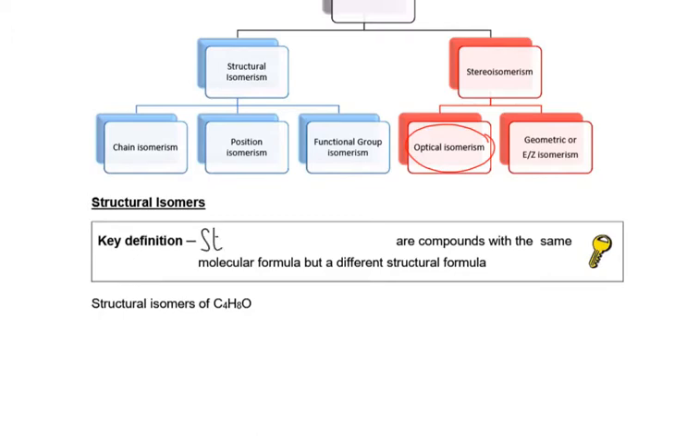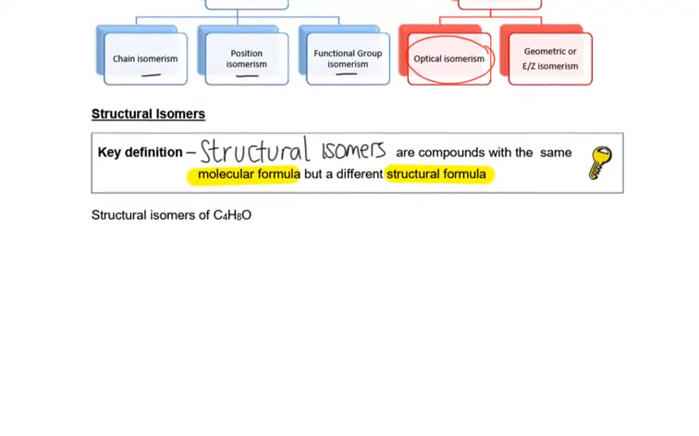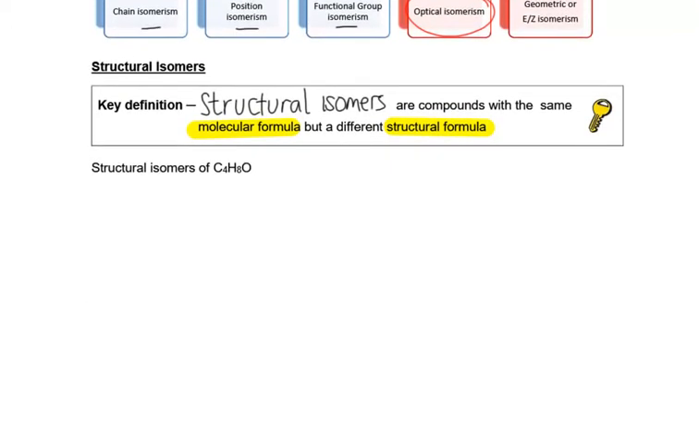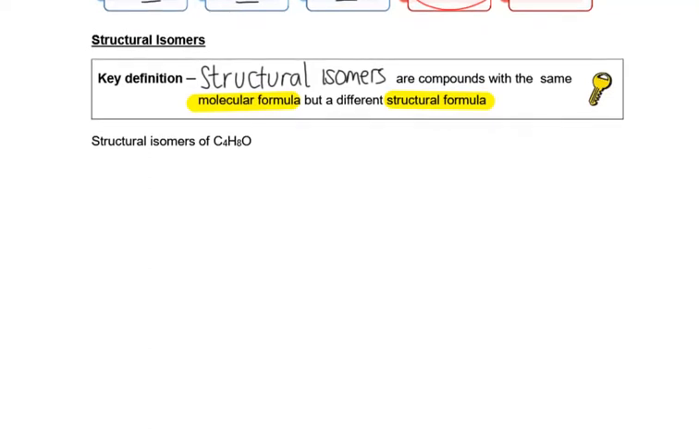Now remember from earlier in the course that structural isomers have the same molecular formula but a different structural formula. So the same number of carbons and hydrogens but arranged differently. They will have different names. There are three types of structural isomers. We've got chain isomers, position isomers and functional group isomers, three different types. We're going to have a look at the structural isomers of C4H8O.